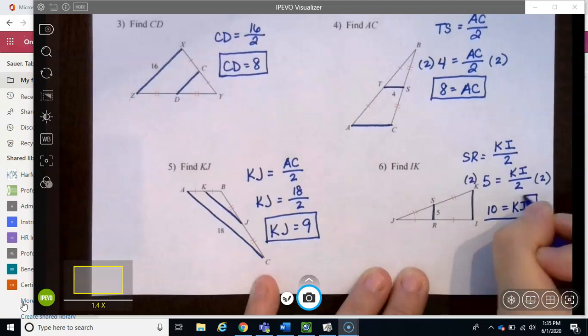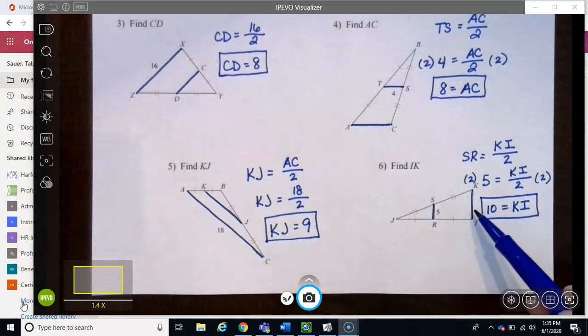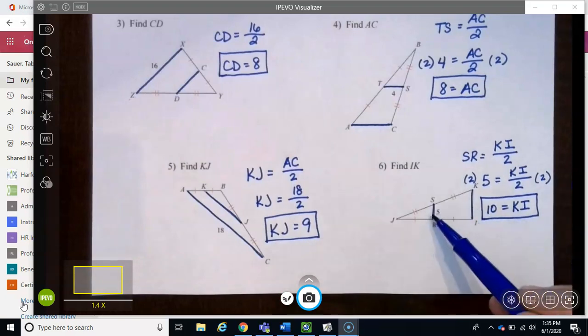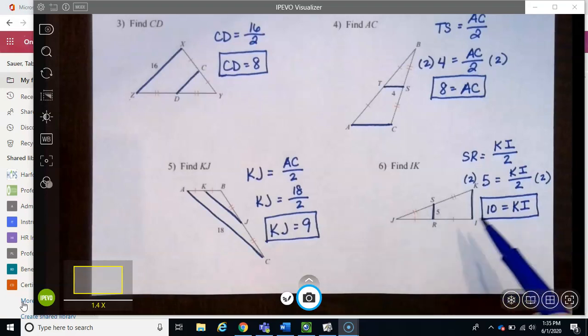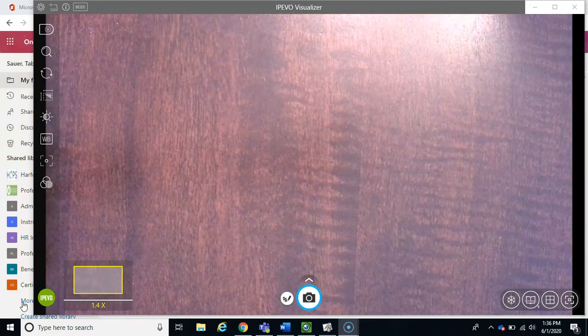Now if you don't want to show all that work, it's not necessary, you don't have to. Just know that the base is twice as much as the mid-segment that's parallel to it, or going the other direction, the mid-segment is half as much as the base that's parallel to it. So you're either going to have to multiply by 2 to get the base, or divide by 2 to get the mid-segment. Okay? All right, let's do some more examples, working with those triangles.